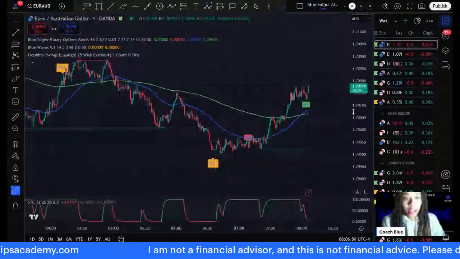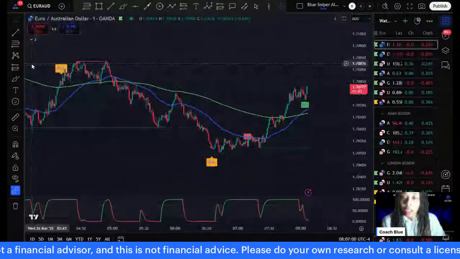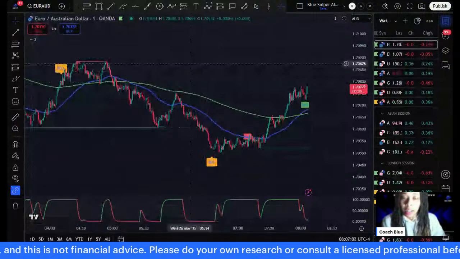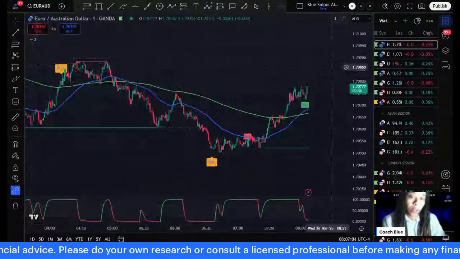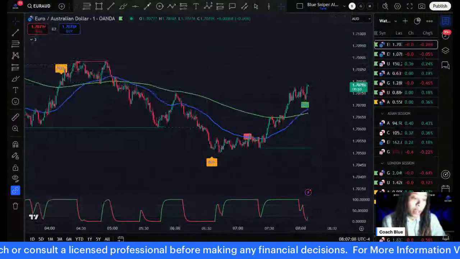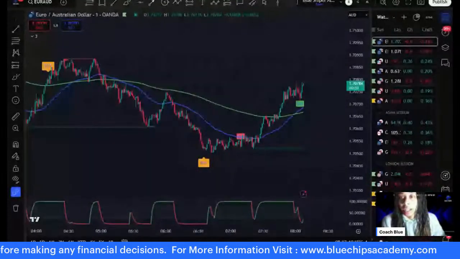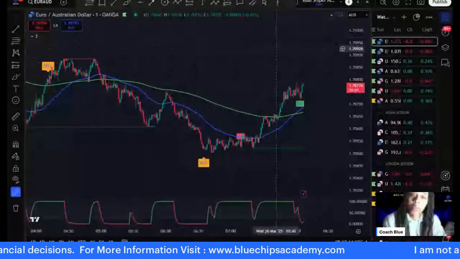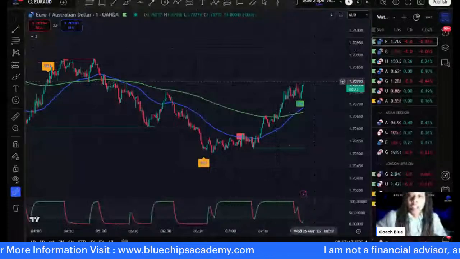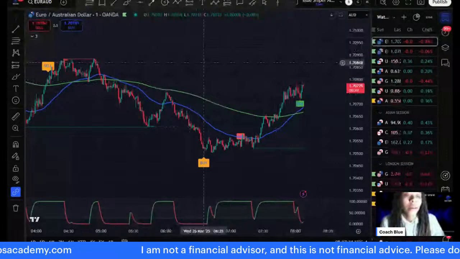With Euro AUD, we can see, and by the way, these indicators that you see, the blue sniper and the blue waves, are indicators that I've created. The blue sniper is free for anybody that's online. You can go to indicators and type in blue sniper, and you won't get the exact system, but you'll get a similar system that can help with your process as well.